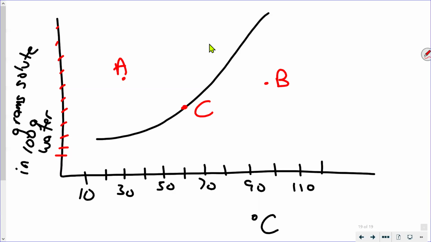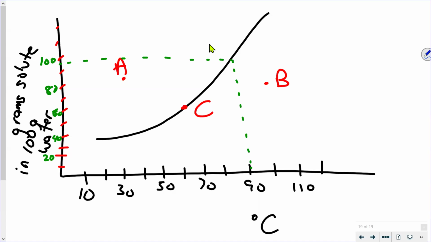All right. So let's say I ask you, what is the solubility of this substance at 90 degrees? I look at 90, go up to the graph, read over to the left. So let's put some numbers in here: 20, 40, 60, 80, 100.